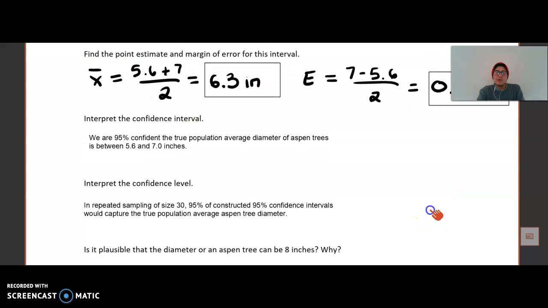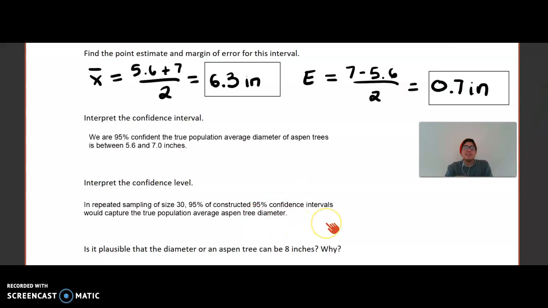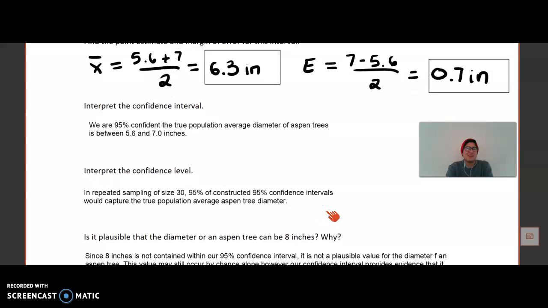Now, the confidence interval is where we think the data happens based on our sample statistics, but the confidence level has to deal with our process and procedure. So in repeated sampling of size 30, 95% of constructed 95% confidence intervals would capture the true population average aspen tree diameter. And again, this just deals with sampling variability. Sometimes your sample will capture the truth, sometimes it'll get pretty close, and sometimes it'll completely miss it. We don't make the rules, but we do analyze and evaluate them. So that's an interpretation there.